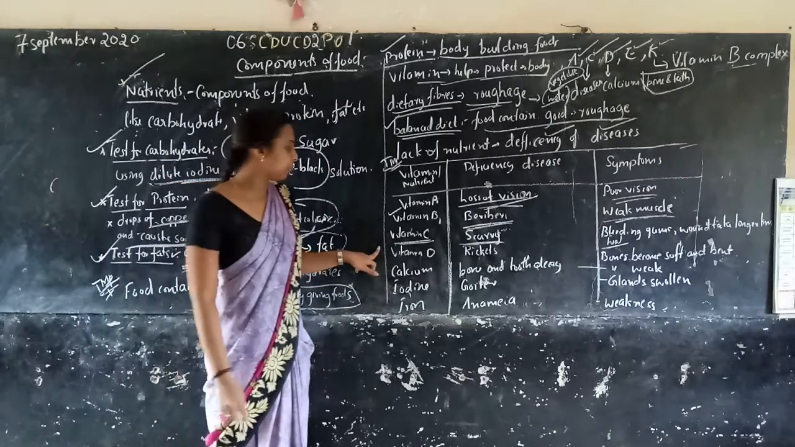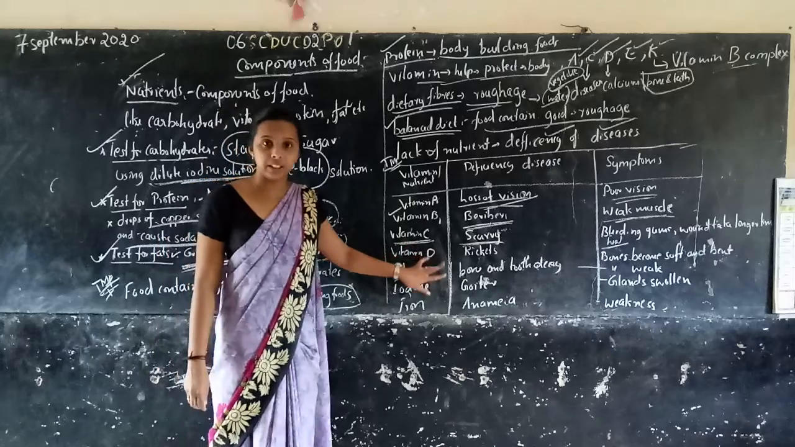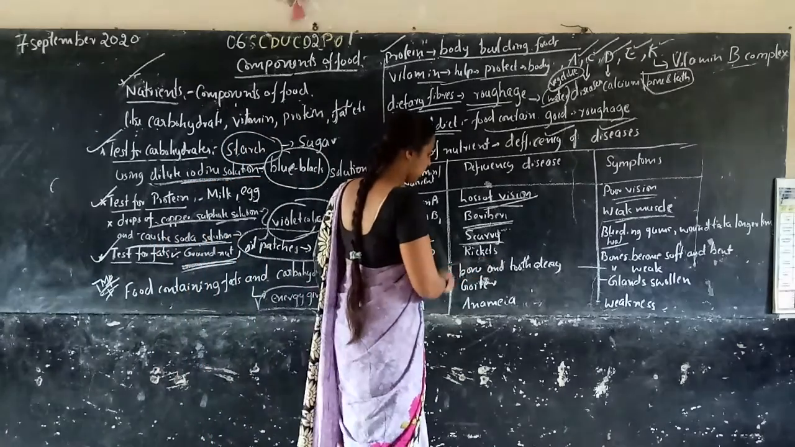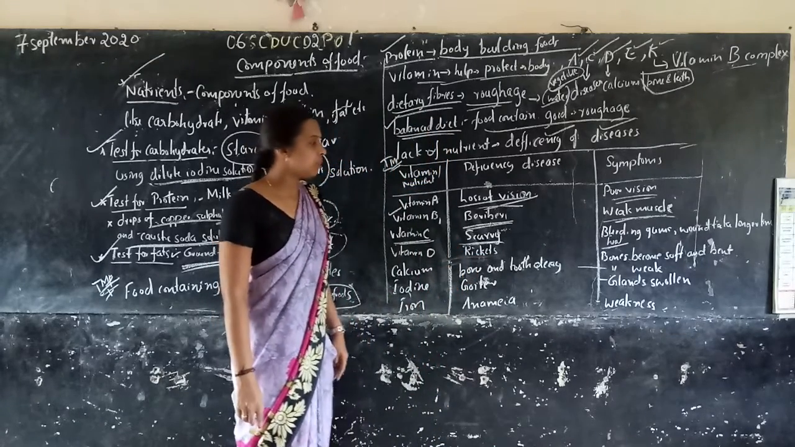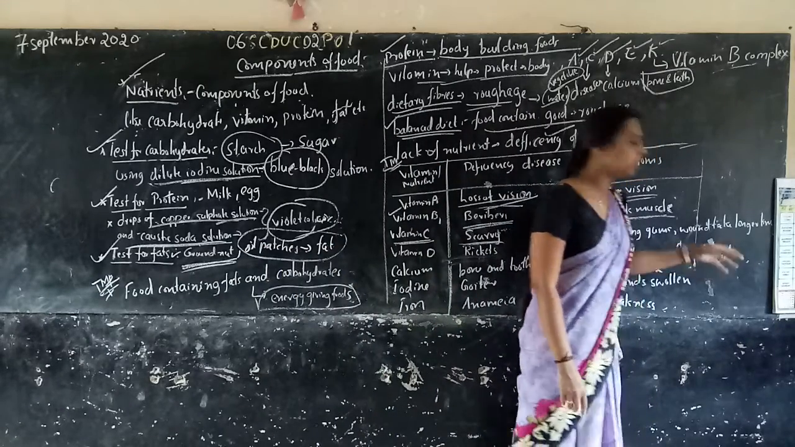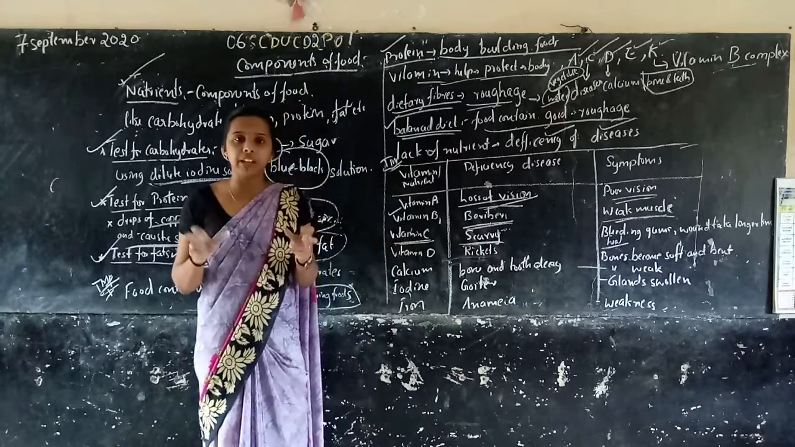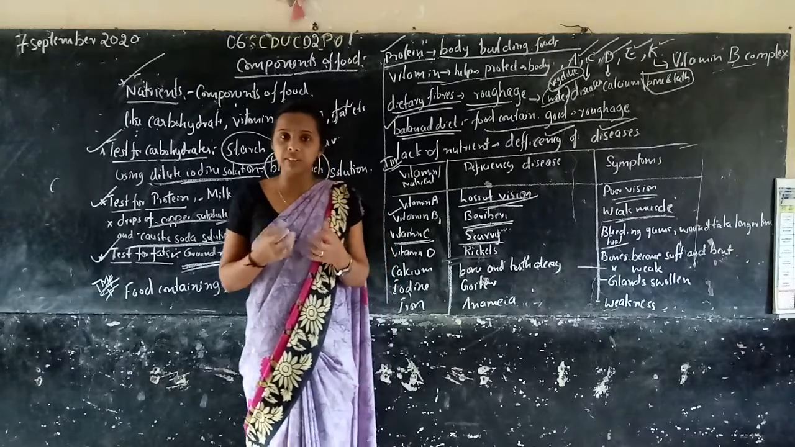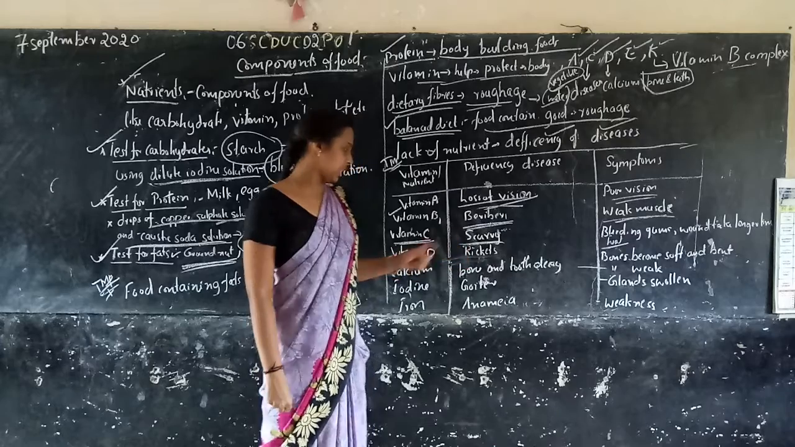Then the fourth one, vitamin D. If vitamin D is deficient in our body, there will occur a deficiency disease like rickets. What are the symptoms? With rickets the bones become soft and bent. That means the bones in our body are very soft. They have no strength, so they easily bend. This is the symptom of rickets.